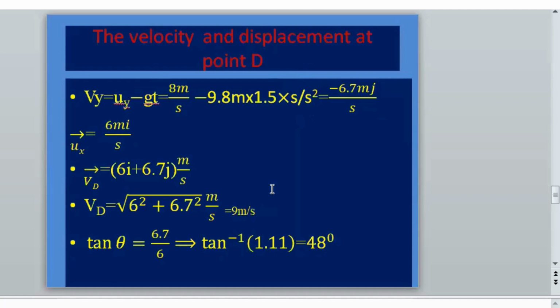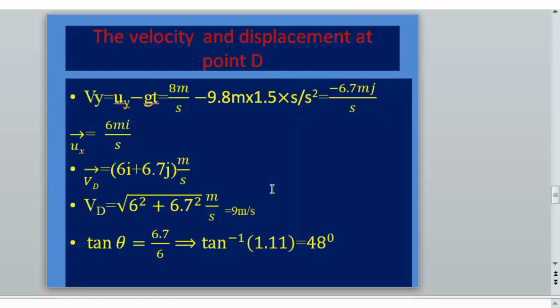The velocity and the displacement at point D. We use the same formula. The vertical component of the velocity at point D is minus 6.7 meters per second. The negative sign indicates the object changes its direction. And the horizontal velocity at point D is just constant, 6 meters per second.